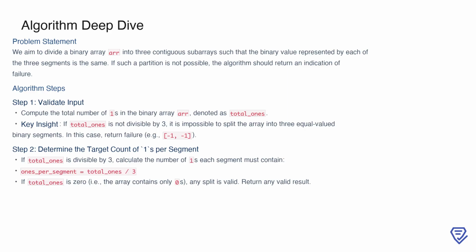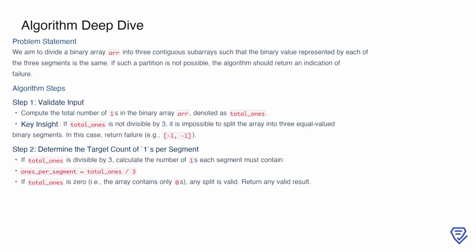To start, the algorithm first validates the input. We calculate the total number of 1s in the array, referred to as total_ones. Here's a key insight: if total_ones is not divisible by 3, it's impossible to split the array into 3 equal binary segments, so we immediately return failure, such as -1, -1. On the other hand, if total_ones is divisible by 3, we compute the target number of 1s that should appear in each segment. This value is simply ones_per_segment equals total_ones/3.